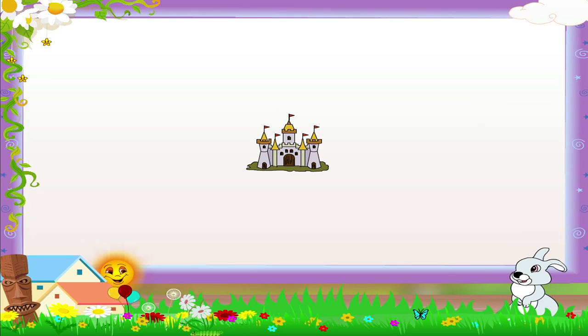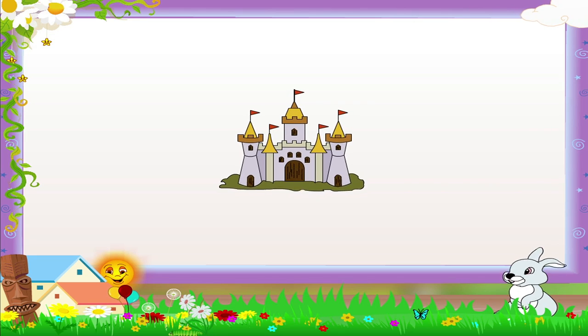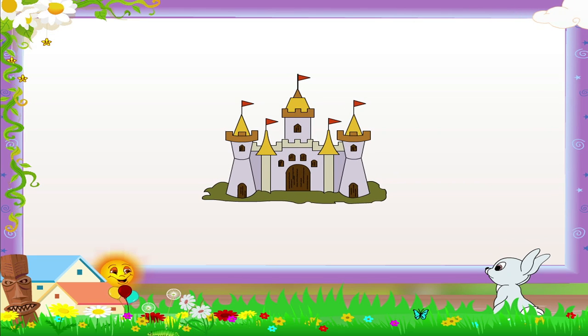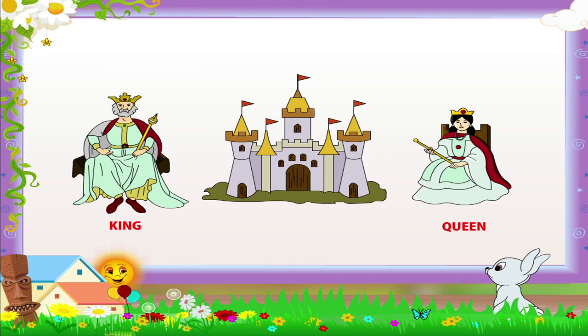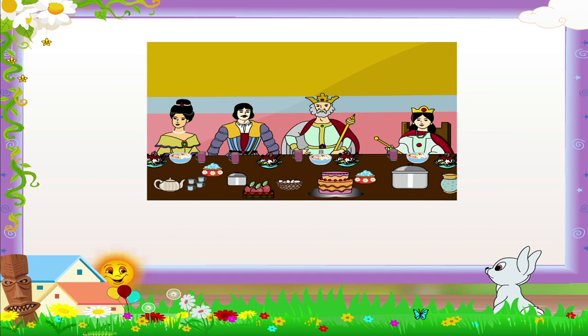Isn't this a castle, Rainbow? I wonder who lives in it. Oh, of course, a king and queen. Here they are at the table. They have guests, the duke and duchess.